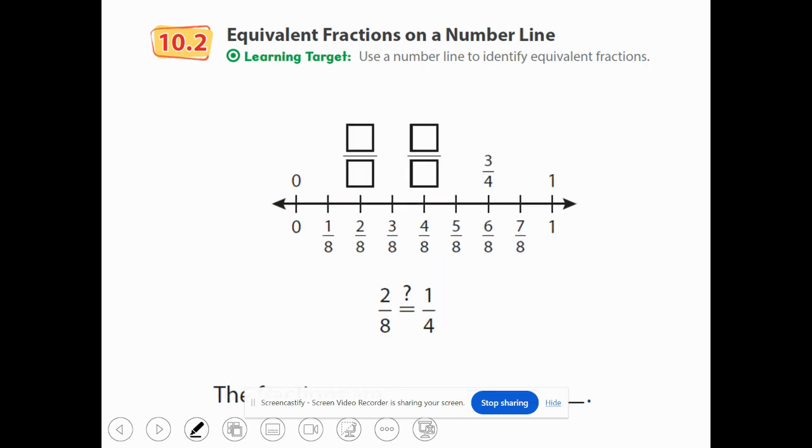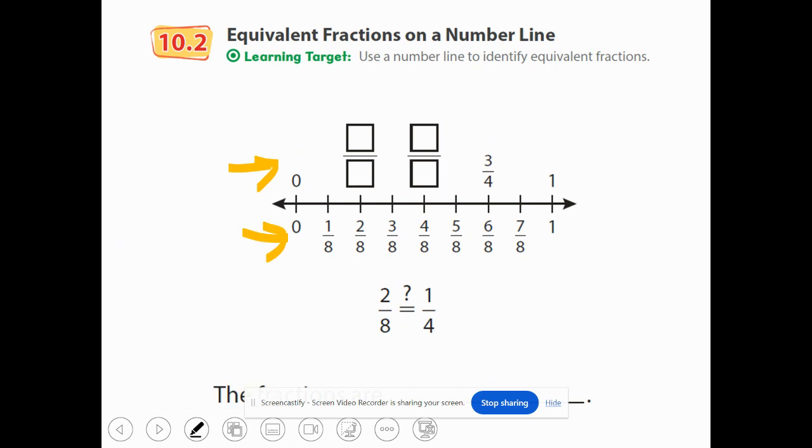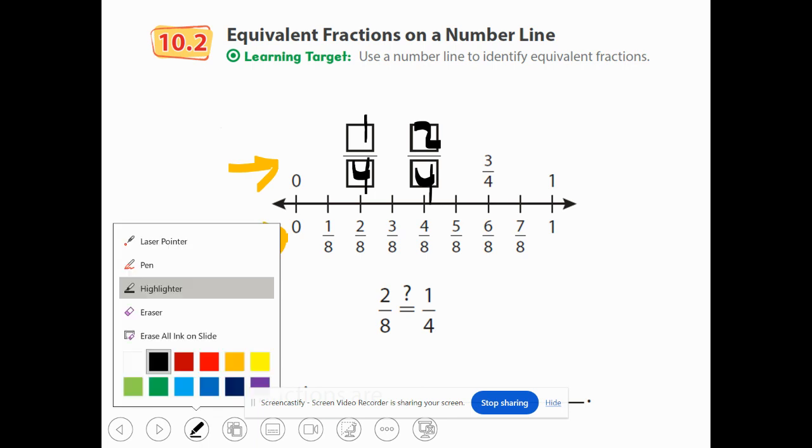All right, let's do another one. Here's the number line. The bottom one is broken up into eighths. The top is broken up into fourths. So let's fill in this number line. So I have 1/4, 2/4, and then 3/4. And the bottom is broken up into eighths. So I'm looking for, is 2/8 equivalent or equal to 1/4?